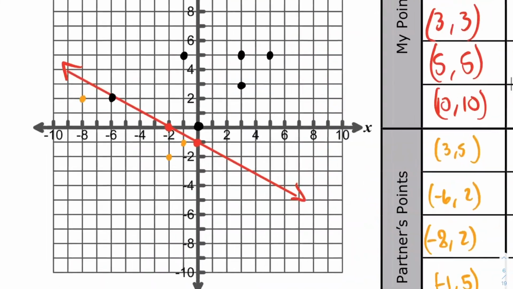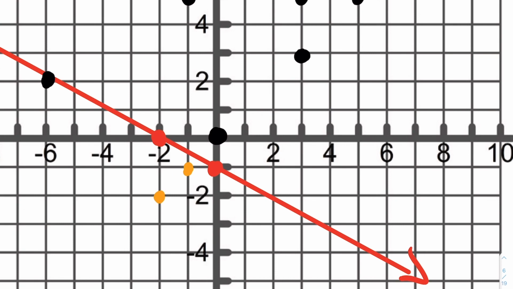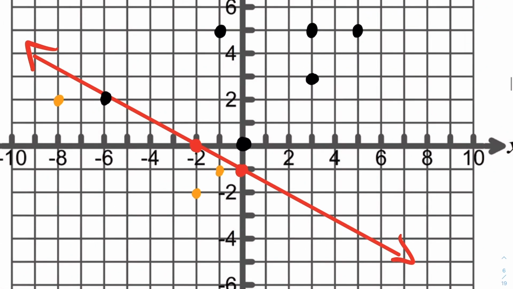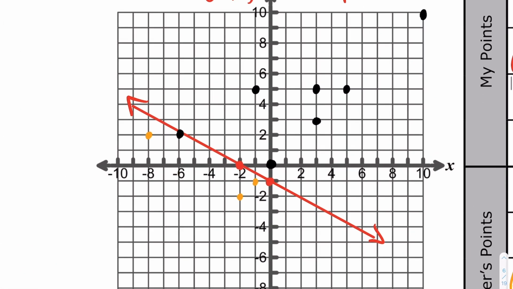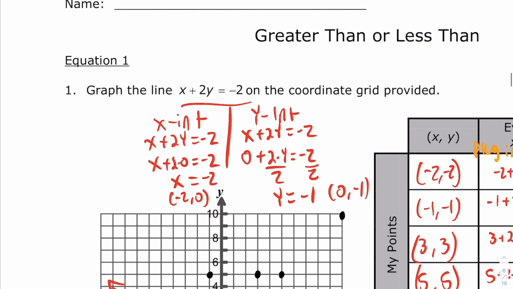Let's see if that matches our graph. Our slope goes down 1 over 2, and our y-intercept is negative 1, so that is the correct slope-intercept form equation for that standard form equation.